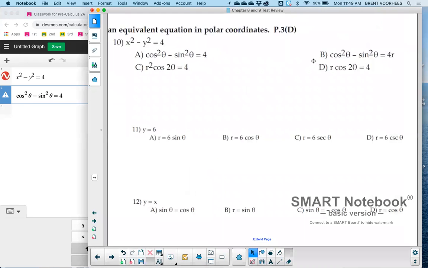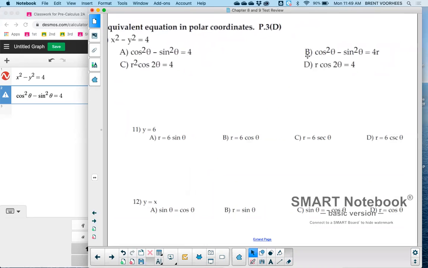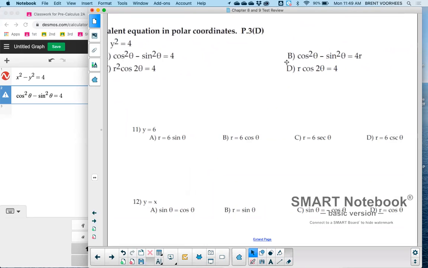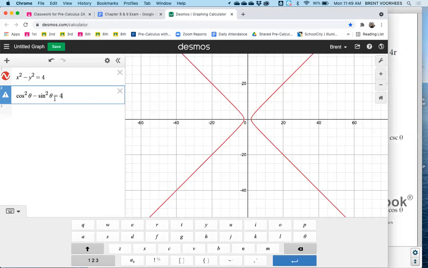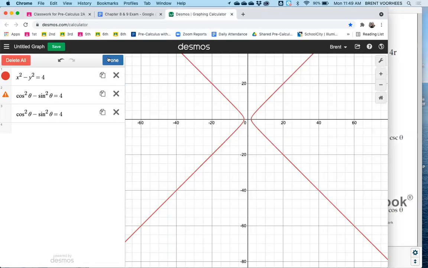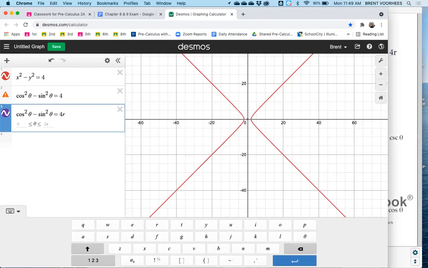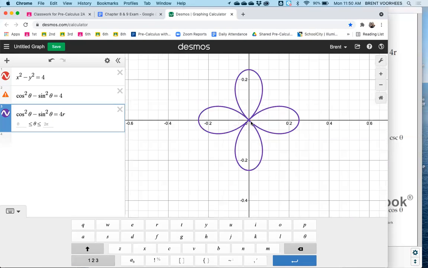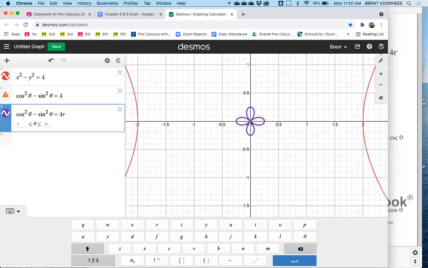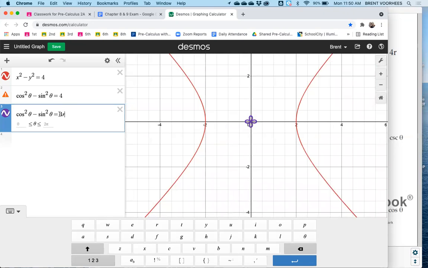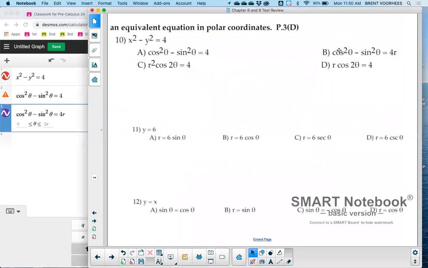And B says cosine squared minus sine squared equals 4r. So I'm going to just copy this. This time it's going to equal 4r. And you'll see this will graph. It actually graphs way in here. It looks kind of like a 4-leaf clover a little bit. But you can see that that answer choice is wrong. B is definitely wrong. B is not the right answer. You can try C.